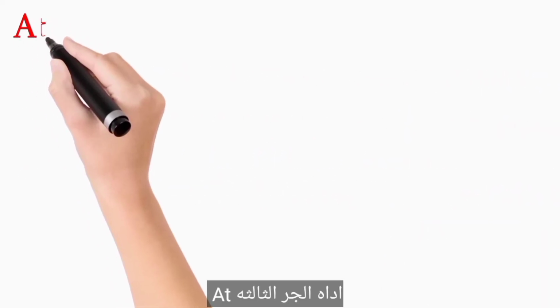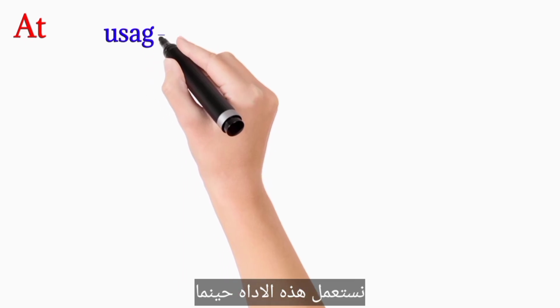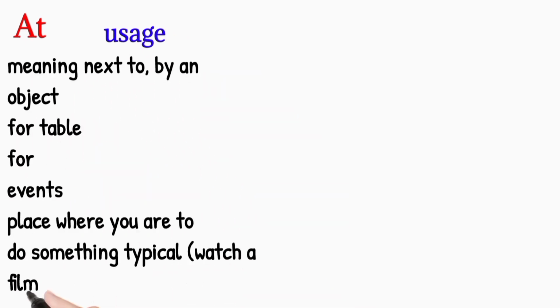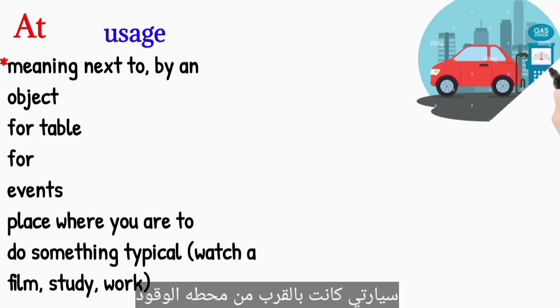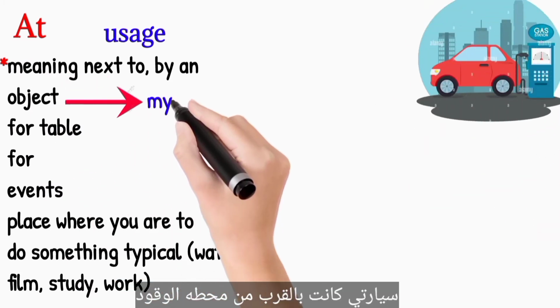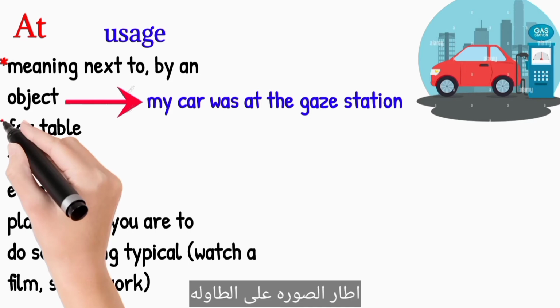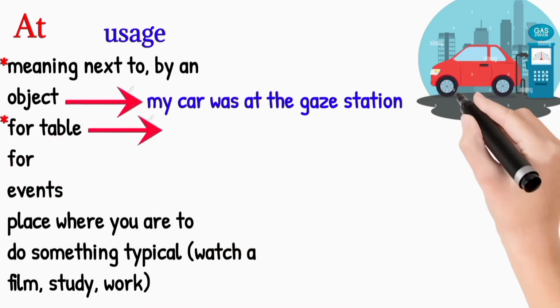The third preposition is at. We use it as a preposition of place when, one, its meaning is next to, or by an object. My car was at the gas station. Two. For a table. For example, the frame of the picture is at the table.